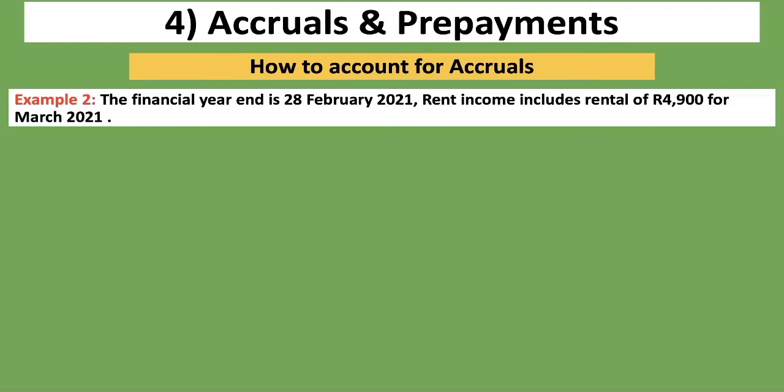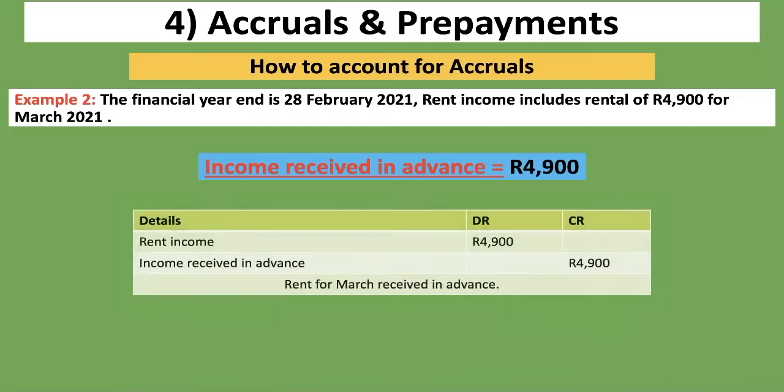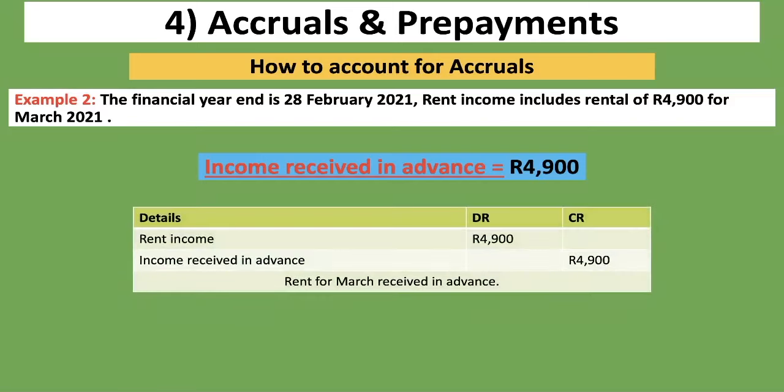So we debit rent income 4,900 Rand and we credit income received in advance 4,900 Rand, and the narration here is rent for March received in advance. I hope you now see how you account for accruals and prepayments when you have a transaction and you have to identify it. Okay, let's look at the third one.